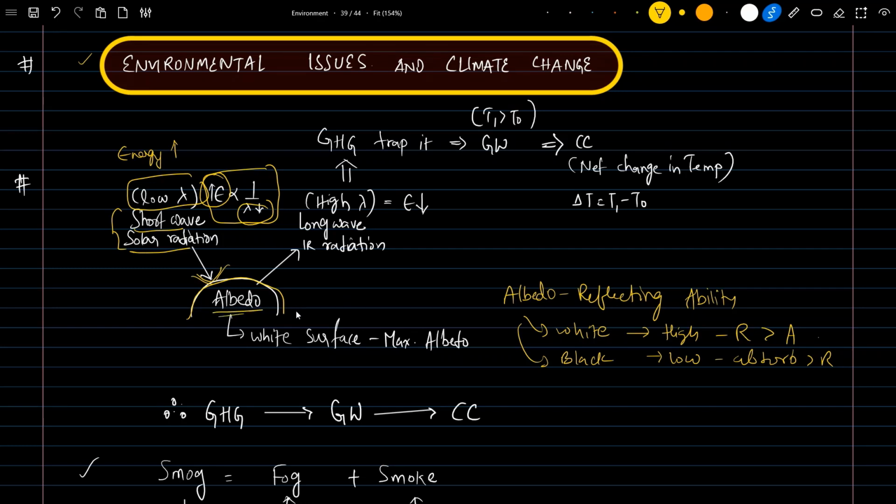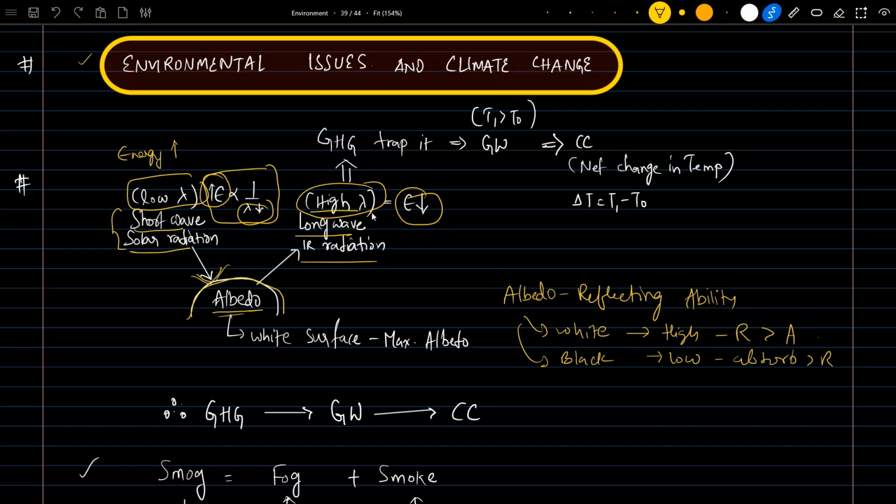So the solar radiation which reaches the surface will be radiated back in the form of long wave radiation. Long wave radiation means it has low energy and high wavelength, high lambda. So long wave infrared radiation will be emitted from the Earth surface. This has been emitted by the Earth. This is fine.